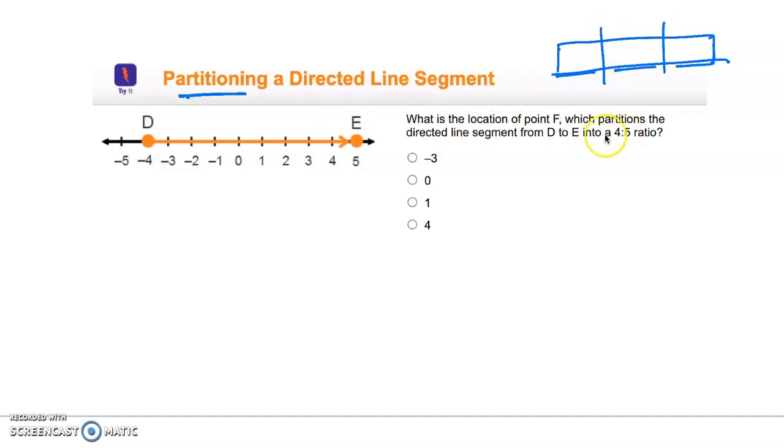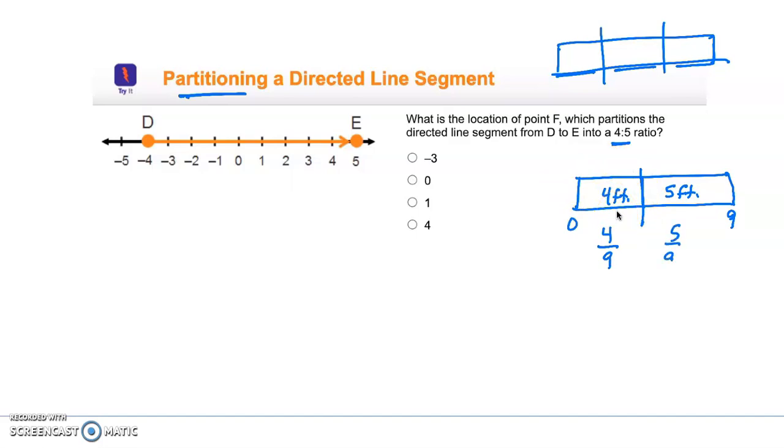In this case, we're going to partition it into a specific ratio. When it says 4 to 5 ratio, that means if I have a board that's 9 feet long, one part of the board is going to be 4 feet, and one part is going to be 5 feet. That's the ratio, 4 to 5. The fractional portions would be 4/9 of the board and 5/9 of the board.